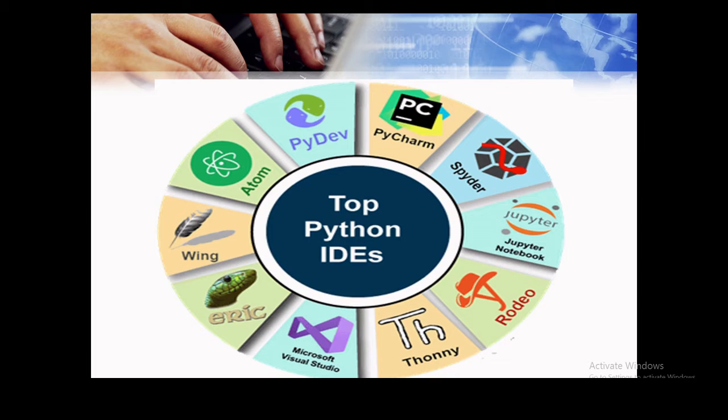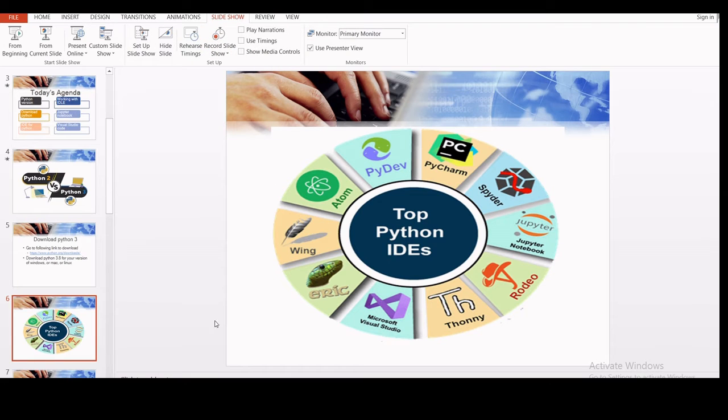Today I am going to show you three things: IDLE, Jupyter Notebook and Microsoft Visual Studio Code. IDLE is a pre-installed Python default IDE. You don't need to install it separately. How? Just now I showed you that after installing Python, you get it in the command prompt.